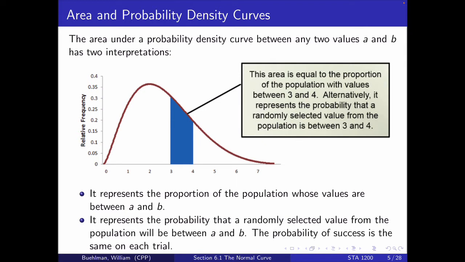So in this curve up here, we see that the shaded area is equal to the proportion of the population whose values are between 3 and 4. Alternatively, it represents the probability that a randomly selected value from the population will be between 3 and 4.